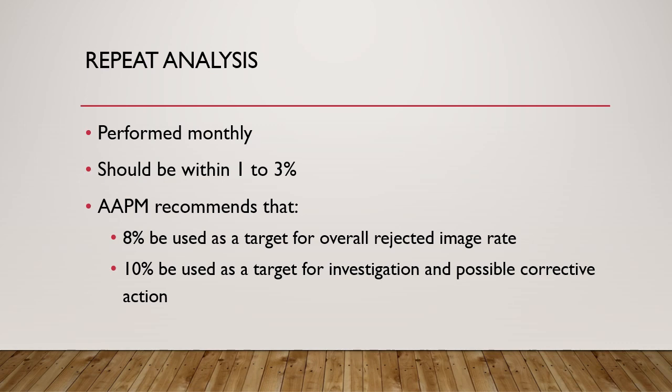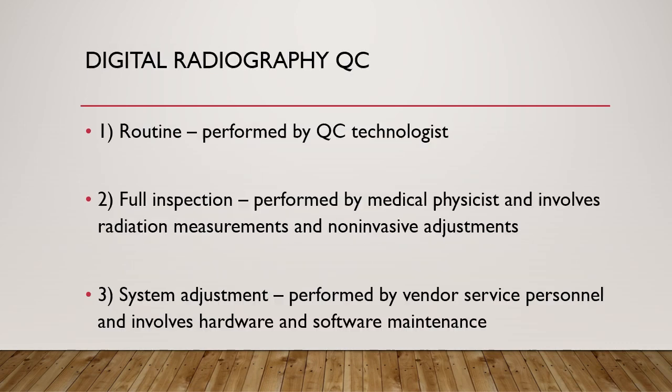Repeat analysis should be performed monthly and should be within 1 to 3%. The AAPM recommends that 8% be used as a target for overall rejected image rates, and that 10% be used as a target for investigation and possible corrective action.